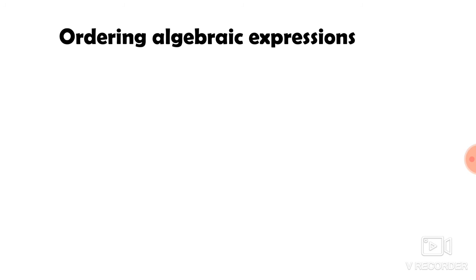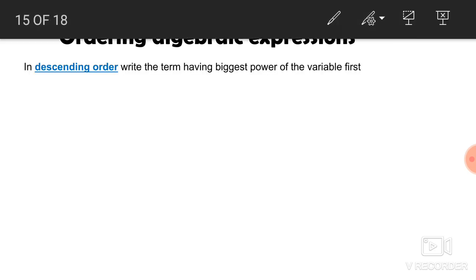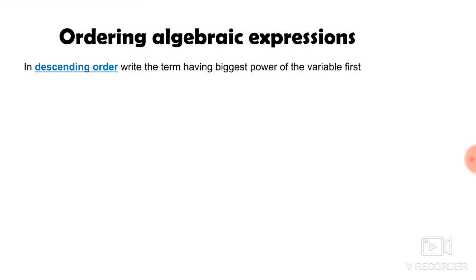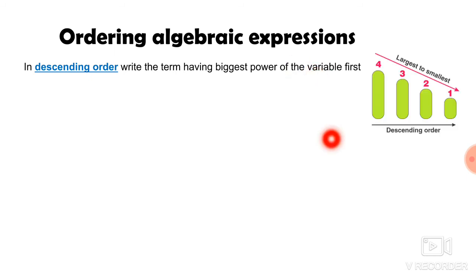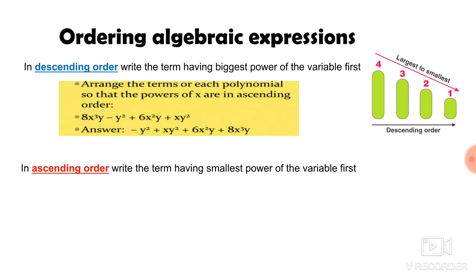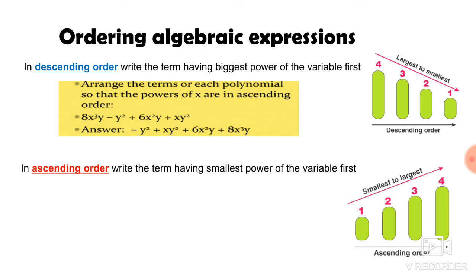Now, ordering algebraic expressions. How to order algebraic expressions? In descending order, write the terms having the biggest power of the variable first. This is the descending order, from the largest exponent to the smallest exponent. In ascending order, write the terms having the smallest power first, from small to big.